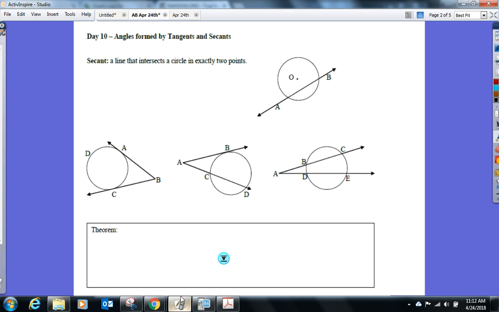All right, here we go. What do we call a line that intersects the circle in exactly one spot? That's a tangent. Well, what if it hits in two spots? It's called a secant. A secant is a line that intersects the circle in exactly two spots.